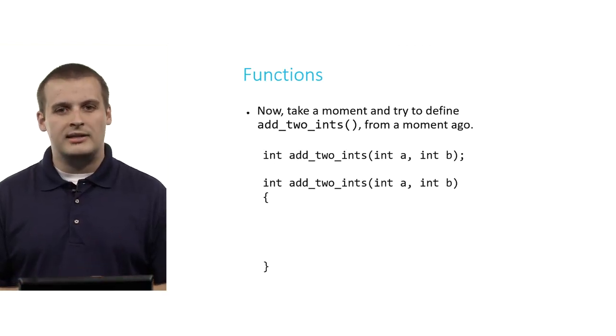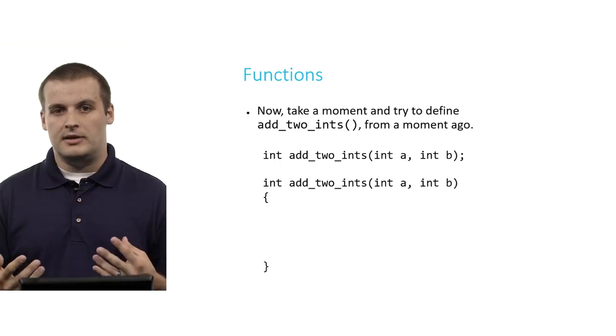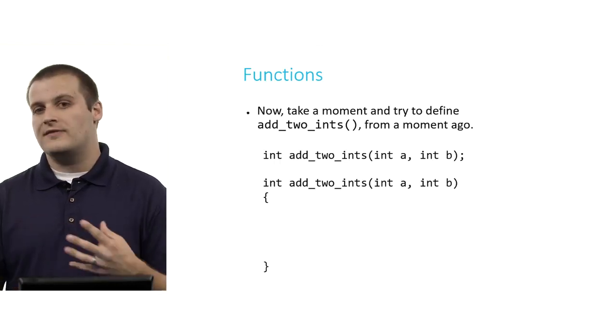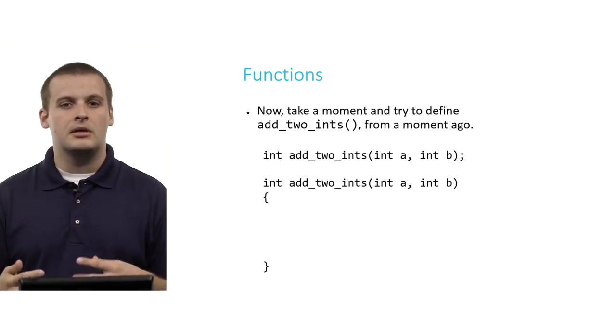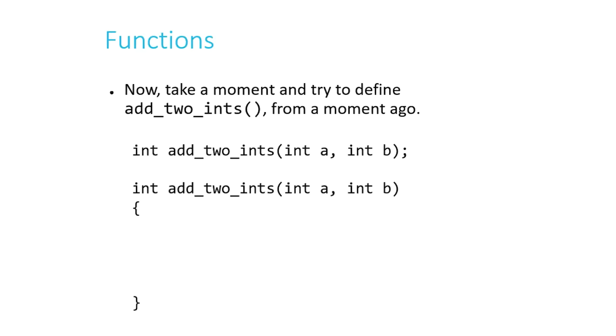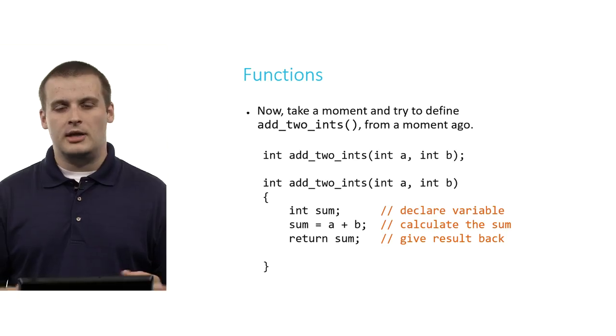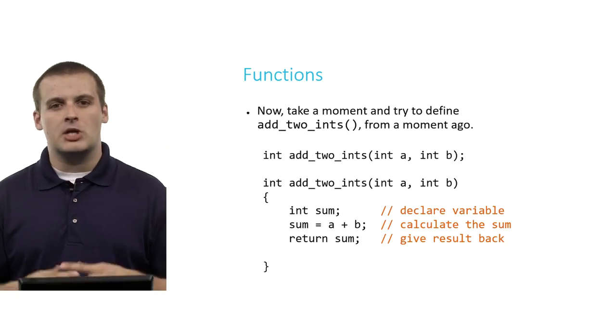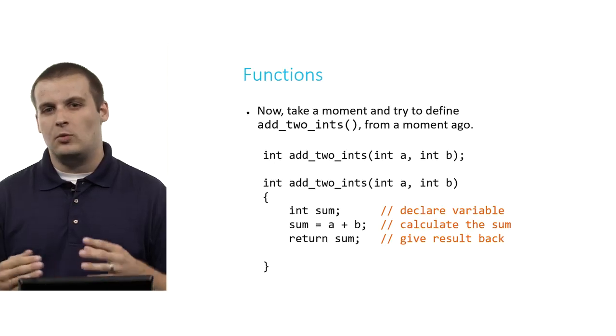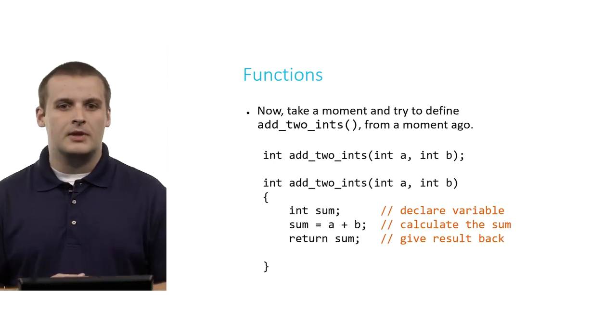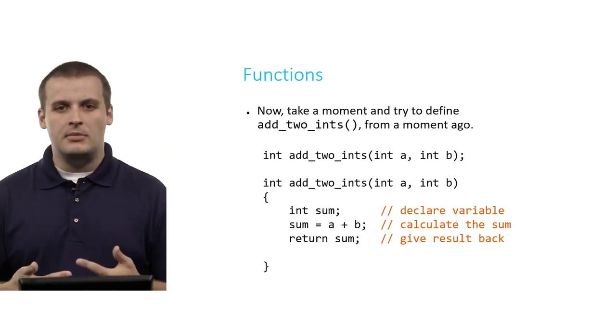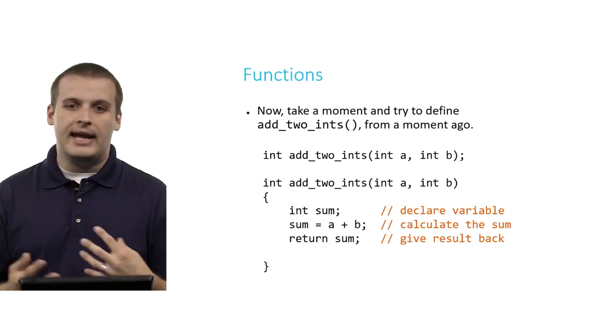So pause the video and take as much time as you need to try and define an implementation of add2ints such that when the function outputs a value, it does in fact return the sum of the two inputs. Just like the previous example, there are several different ways that you could implement add2ints. Here's one, and here in orange I've just added some comments to indicate what's happening on each line of code. I declare a variable called sum of type int. I say sum equals a plus b. That's where I'm actually doing the work of adding a and b together.